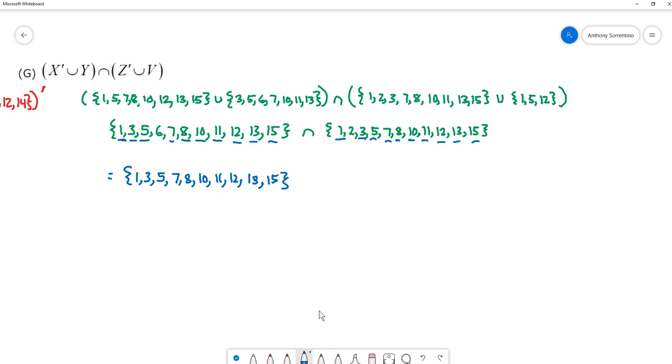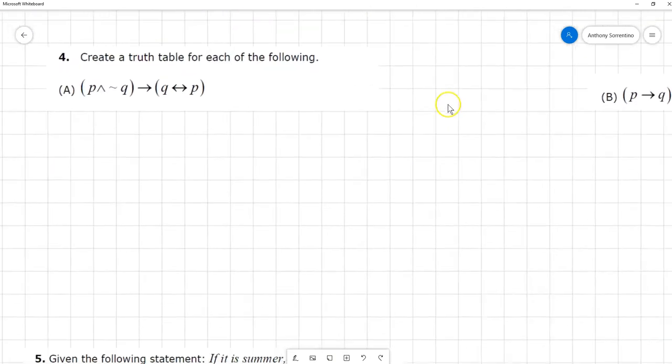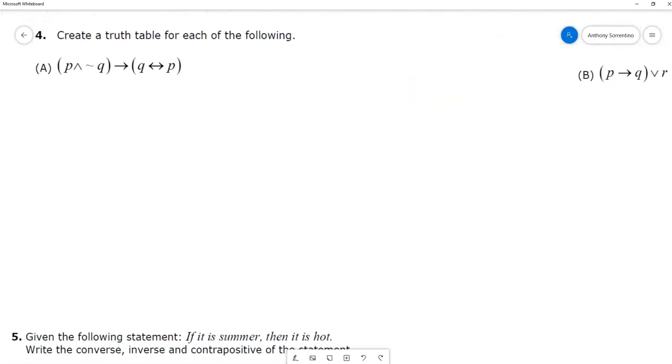So not, they could be lengthy in a little bit because of the fact that you have to go through and make sure that you're keeping the set straight, you know what the symbols mean, but other than that, not too bad. Moving on to the next problem. So for this, you're asked to create a truth table for each of the following. So I'm going to do just that.